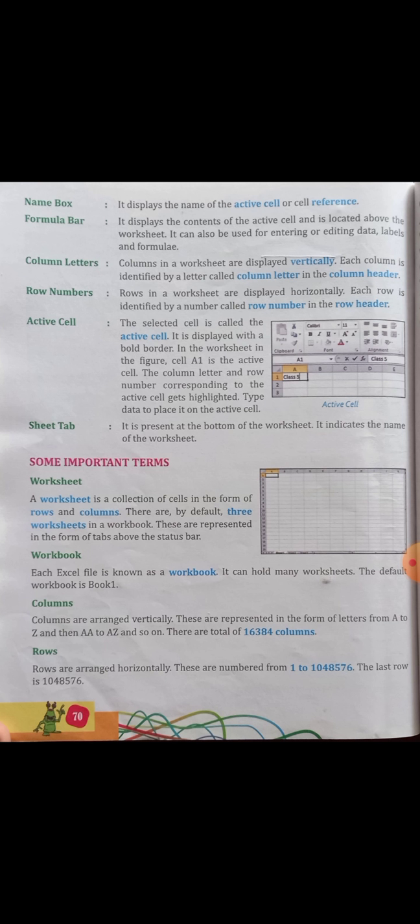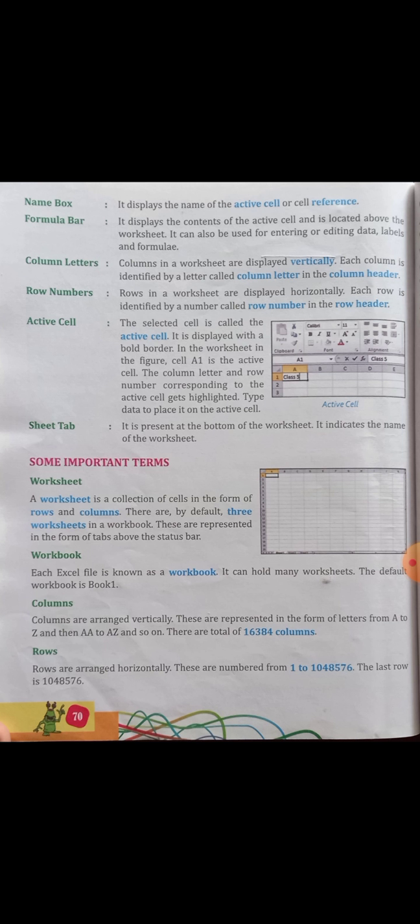Then your row numbers you will see on the left hand side, and they are indicated with numbers. Rows in a worksheet are displayed horizontally. That means it is straight. Then each row is identified by numbers called row numbers, in a row header.